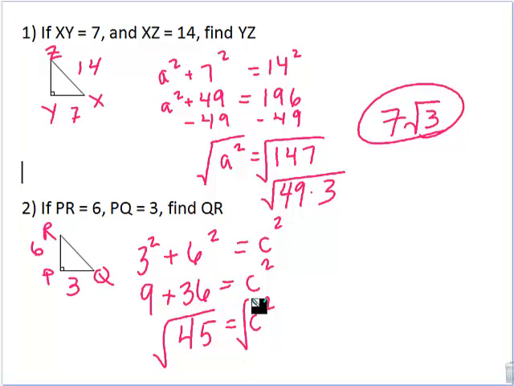So if we take the square root, do any perfect squares fit into 45? 5's not on our list of perfect squares. 9 does, though. 9 times what? 9 times 5. So it's 3 square root of 5.